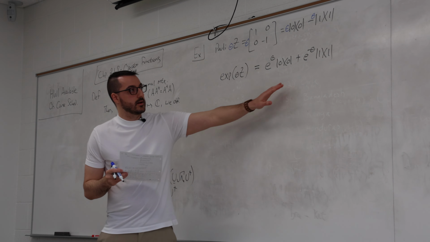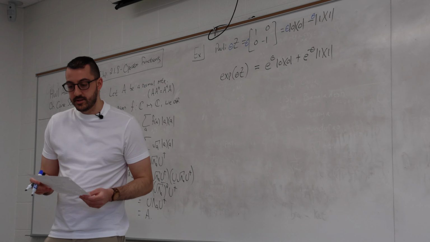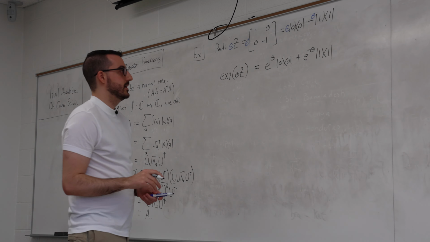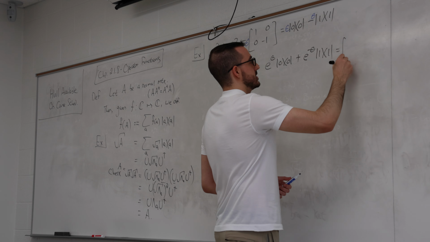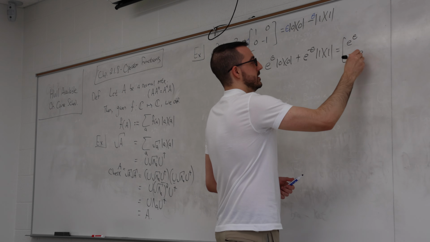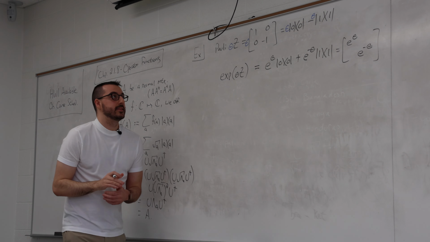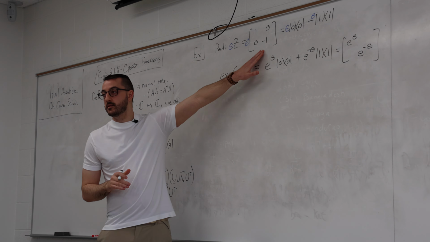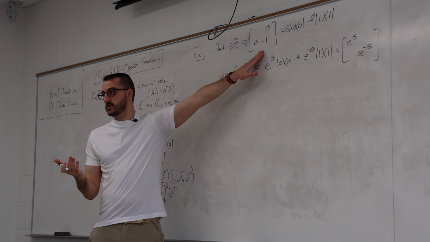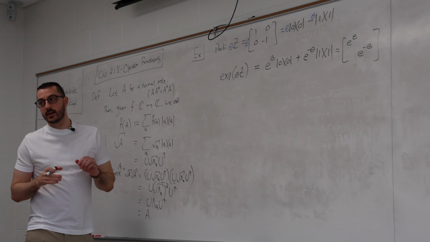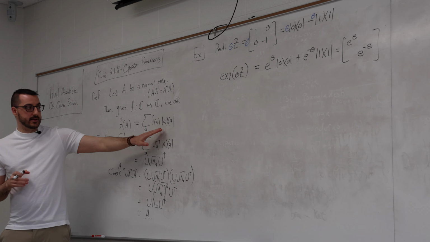Of course, this you could rewrite as a matrix, and you should know how to do that. This would still be the 2 by 2 matrix, e to the theta, e to the minus theta. So in the case that the matrix is diagonal, you can just apply the function to the diagonal entries. But that's not always the case. We first would have to diagonalize the matrix.